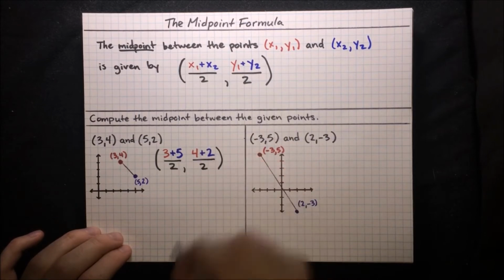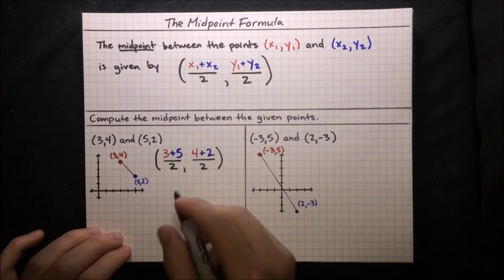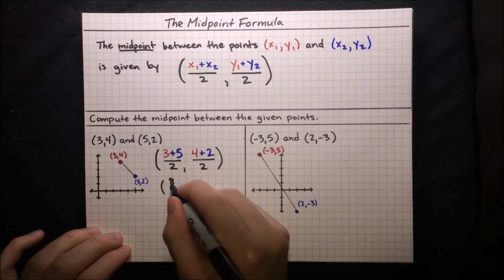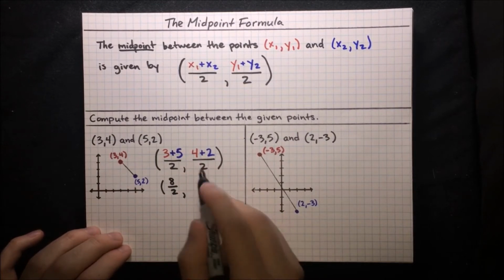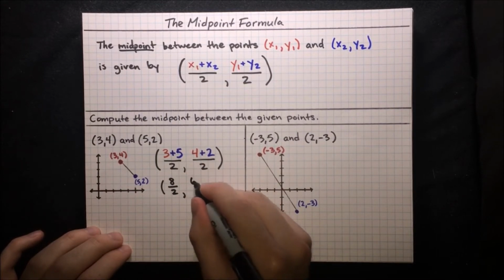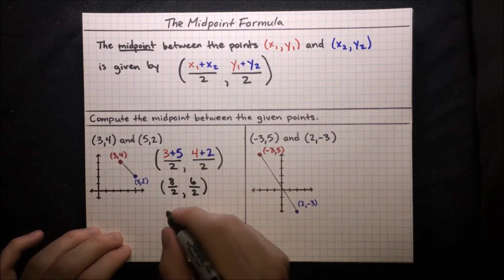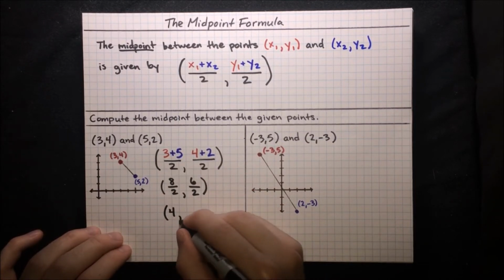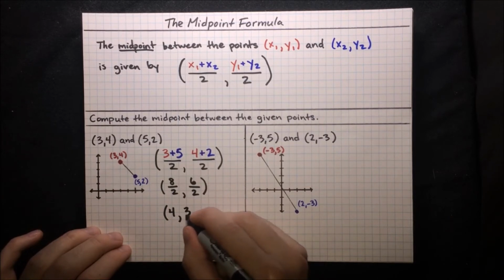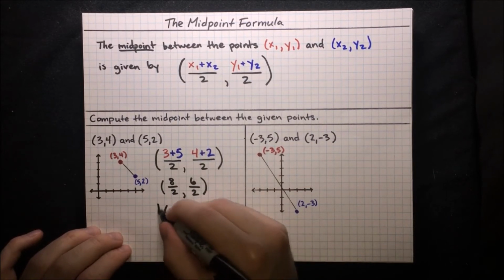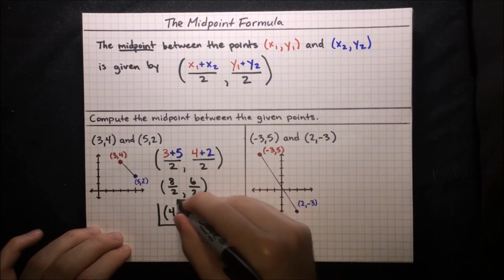So let's compute what this is. 3 plus 5 is 8, then that's over 2. Likewise, 4 plus 2 is 6, and that's over 2. And we can simplify this further. 8 divided by 2 is just 4, and 6 divided by 2 is just 3. So there we go, that's the midpoint between the given points.